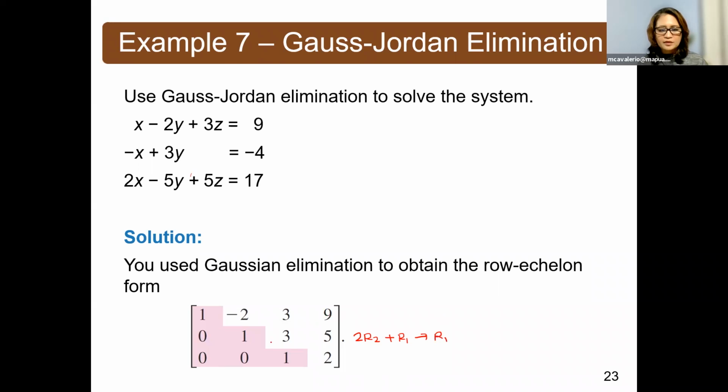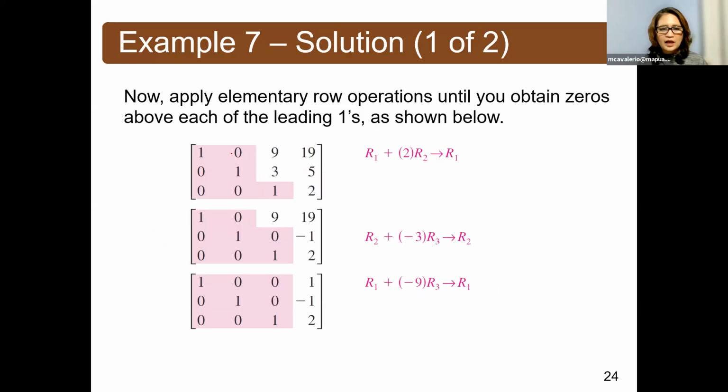What happens? We have 0 times 2, which is still 0, plus 1. 1 is maintained. 2 times 1 is 2 plus negative 2, this becomes 0. 2 times 3 is 6 plus 3, this becomes 9. And 2 times 5 is 10, 10 plus 9, this becomes 19. We already have this to be 0. The next thing is to convert this to 0.